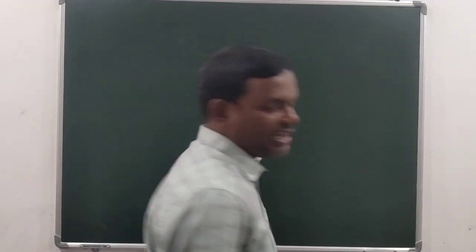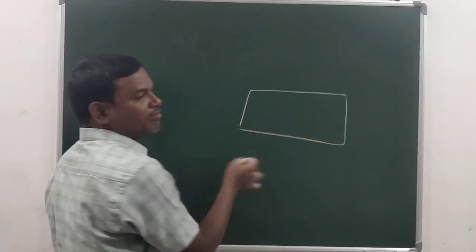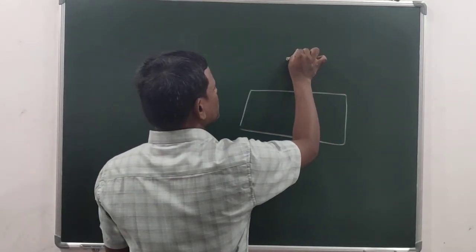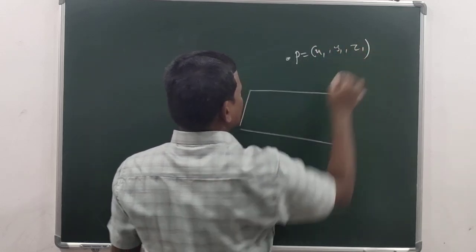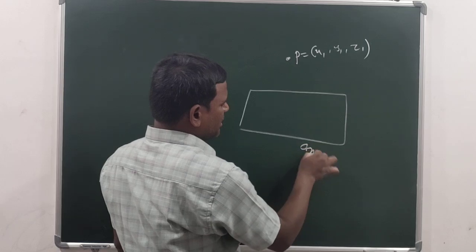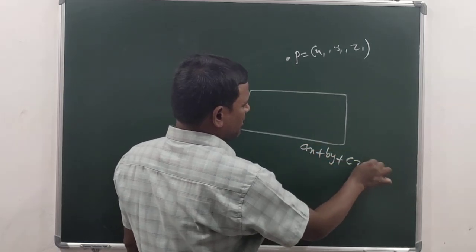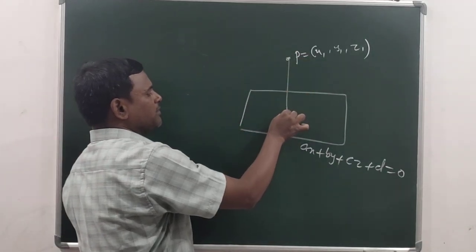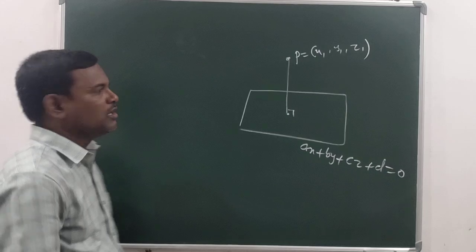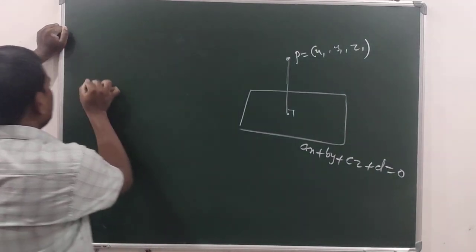Find the perpendicular distance from a given point to the plane. Same procedure. So whichever formula you applied in the straight lines, same formula here you have to apply. See here, the plane is given, one point in the space is given, whose coordinates are P, x1 comma y1 comma z1. So here the plane equation is ax plus by plus cz plus d equal to 0. Now get the perpendicular distance from this point to the plane. So which formula do you apply? Perpendicular distance.